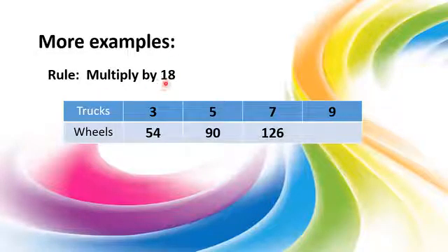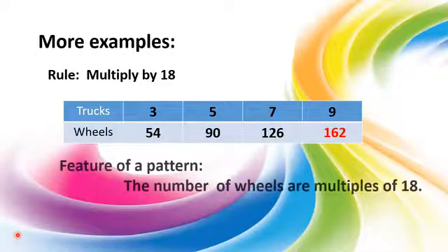So 3 times 18 equals 54. 5 times 18 equals 90. 7 times 18 equals 126. 9 times 18 equals 162. So what is the feature of the pattern? The number of wheels are multiples of 18.